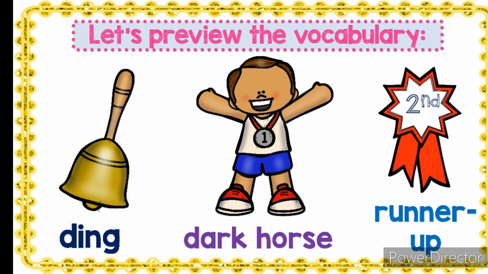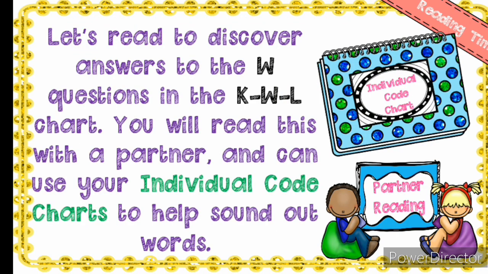Now let's preview the vocabulary. We have dark horse and we have runner up. Let's read to discover answers to the W question in the KWL chart. You will read this with a partner and can use your individual code chart to help sound out words.